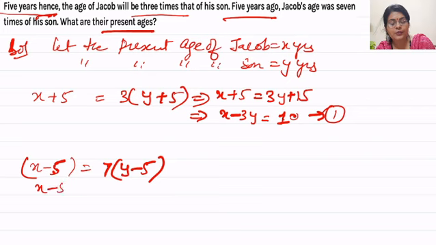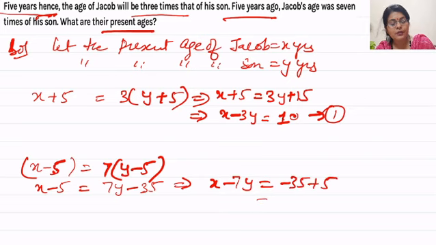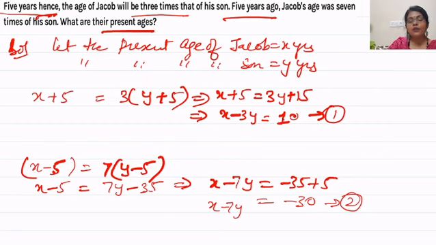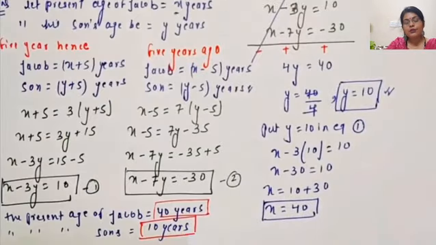So x - 5 is equal to 7y - 35, and then what do we get, x - 7y, and -5 will come here, so -35 plus 5, so what is it, -30. x - 7y is equal to -30. These are our two equations and we have to solve them. Here the solution is shown to you. You can solve in this way and you can get the answer. So what is the age of Jacob? The age of Jacob is 40 years and the age of his son is 10 years.